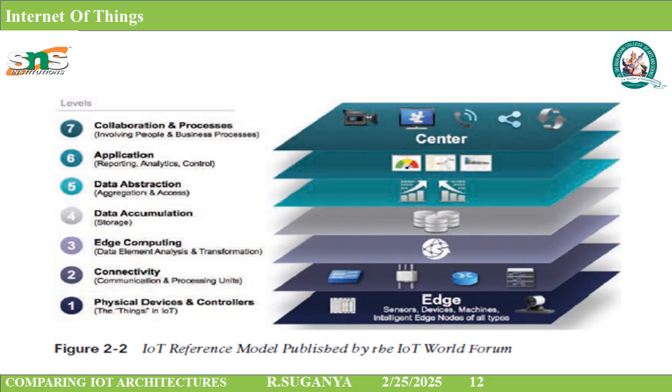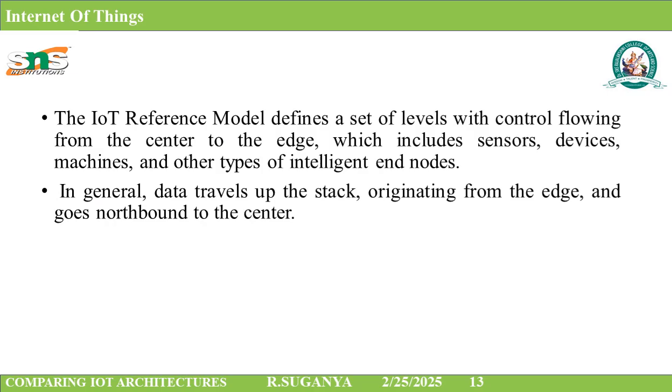So, physical devices is the first layer. The second is connectivity. The third is edge computing. The fourth is data accumulation. The fifth is data abstraction, then application, and then collaboration and processes, which involves people and the business process. The IoT reference model defines a set of levels with control flowing from the center to the edge, which includes sensors, devices, machines, and other types of intelligent nodes.